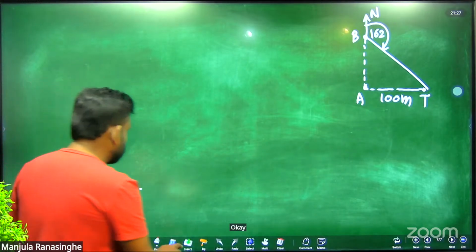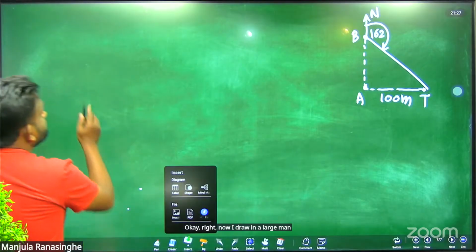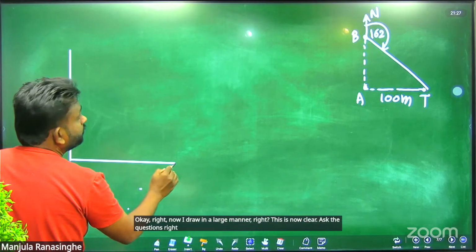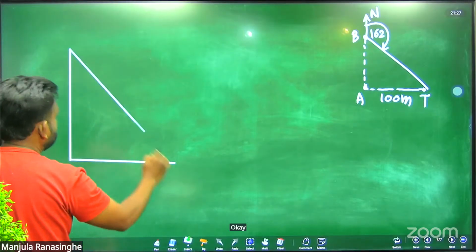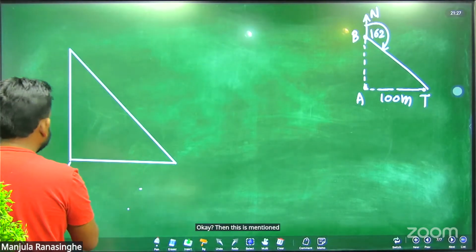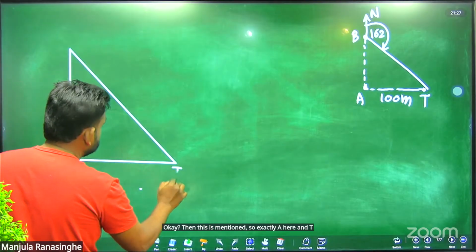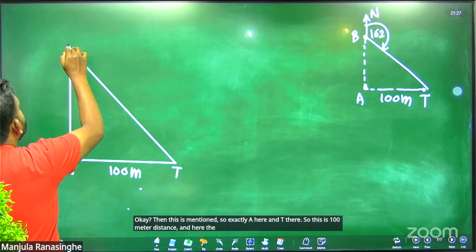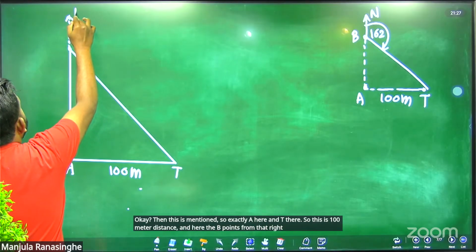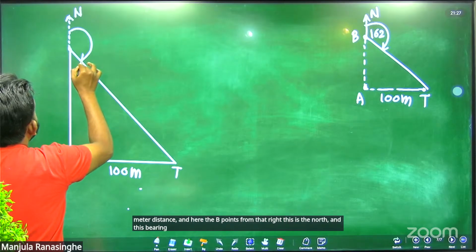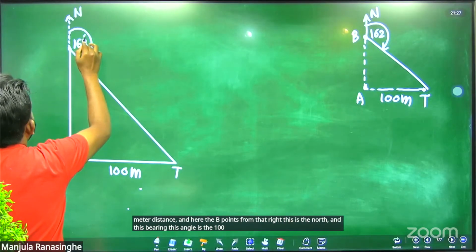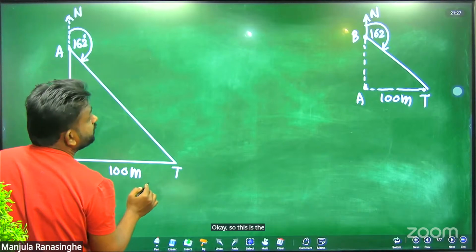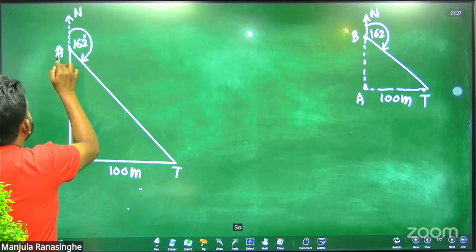Okay, right. Now I draw it in a larger manner. This is now clear as in the question, right? So exactly A here and T there. This is the 100-meter distance, and here the B point from that. This is the north, and this angle is 162. So this is the A, B, and T location. So here B and here T.